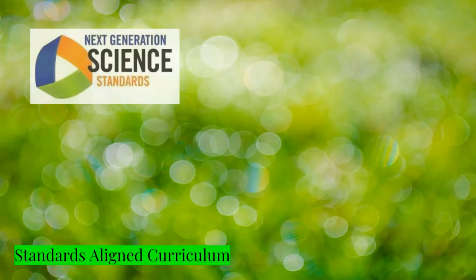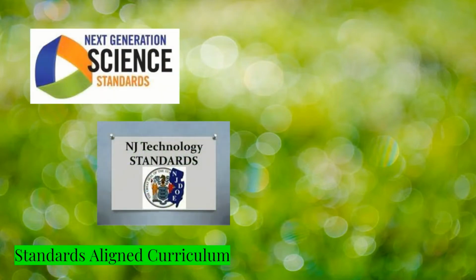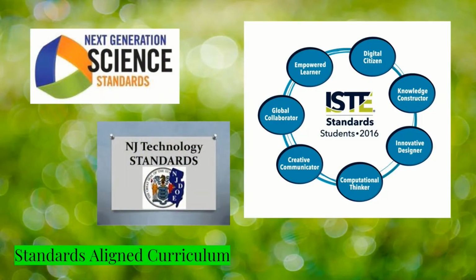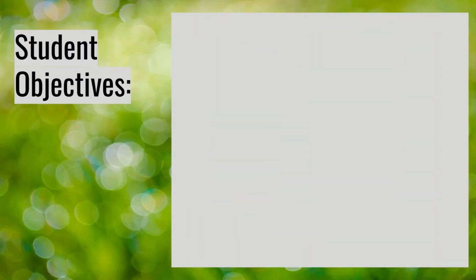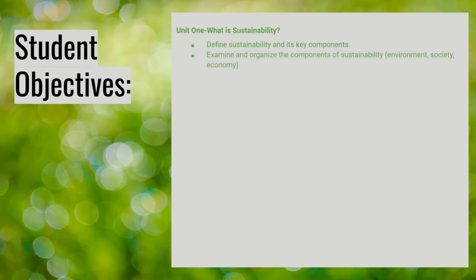This curriculum was made aligned to the standards of the Next Generation Science Standards, the New Jersey Technology Standards, and the ISTE standards. The student objectives cover 3 mini units. The first unit is What is Sustainability? In this, students will define sustainability and its key components and organize those components into the 3 pillars of sustainability: environment, society, and economy. They'll also explain the difference between needs and wants.